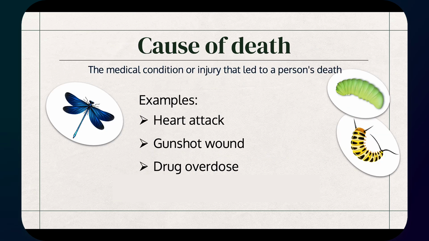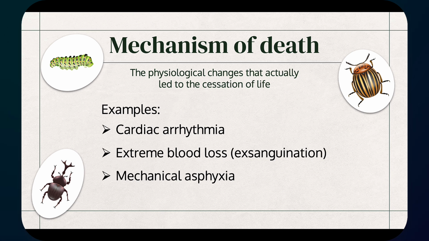Now, if we look back at causes of death, heart attack, not everyone who has a heart attack dies. Not everyone who is shot dies. Not everyone who has a drug overdose dies. So the mechanism can explain why that person who experienced that circumstance did die. For example, a heart attack victim could die from the deadly change in heart rhythm or from severe damage to the heart muscle leading to shock. Here, the cause of death is a heart attack, but the mechanism is a cardiac arrhythmia or a cardiogenic shock.